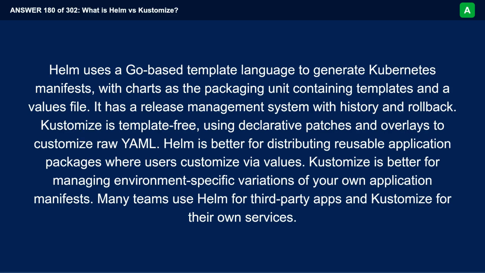Kustomize is template-free, using declarative patches and overlays to customize raw YAML. Helm is better for distributing reusable application packages where users customize via values. Kustomize is better for managing environment-specific variations of your own application manifests. Many teams use Helm for third-party apps and Kustomize for their own services.